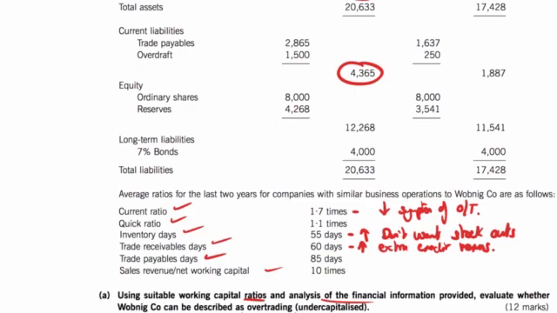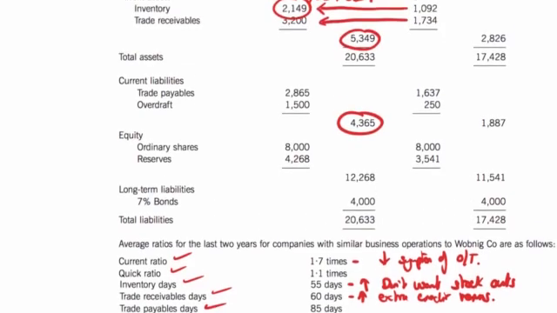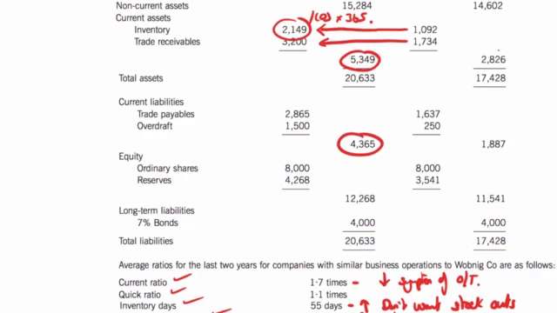Now, because we've got this big increase in our current assets from 2826 to 5349, but it's inventory and receivables, it's not actually cash to us. So where are we getting this cash from? And you can see the cash is coming from the overdraft. So the overdraft has hugely increased. You'd say that's a symptom of overtrading.